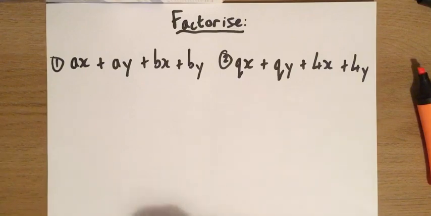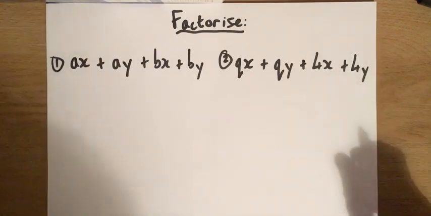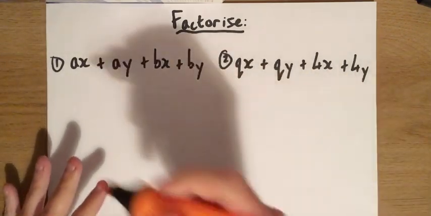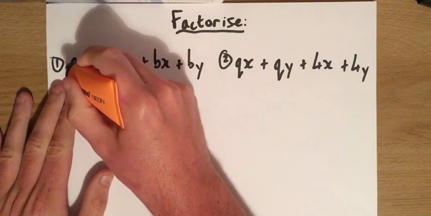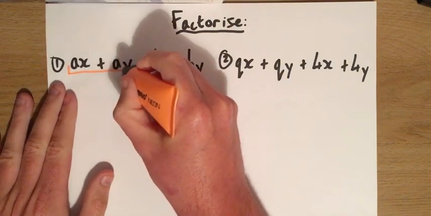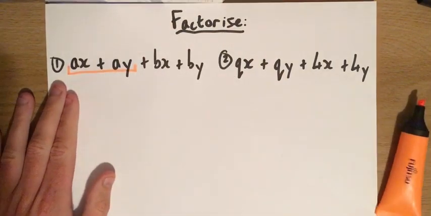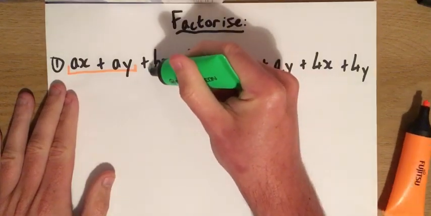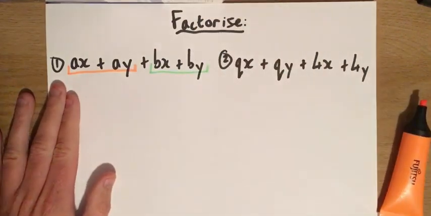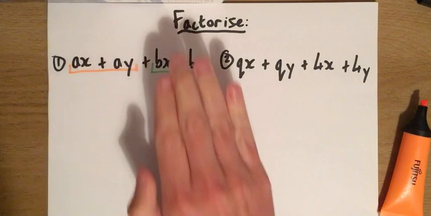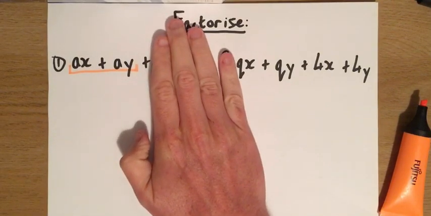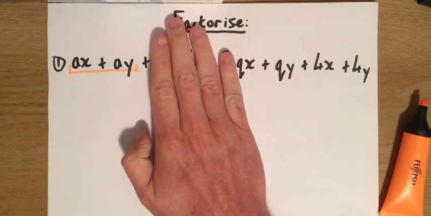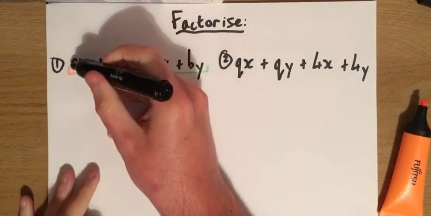Because there's nothing common to all four of those, we need a different method, and the method is what's called grouping. You look at the first two terms together, and you look at the second two terms together. If I just look at those first two terms, ax plus ay, do they have something in common? Yes, they do. It's a. So I will factorize an a out.